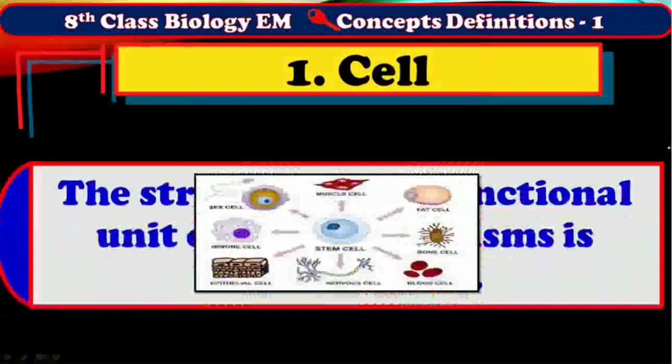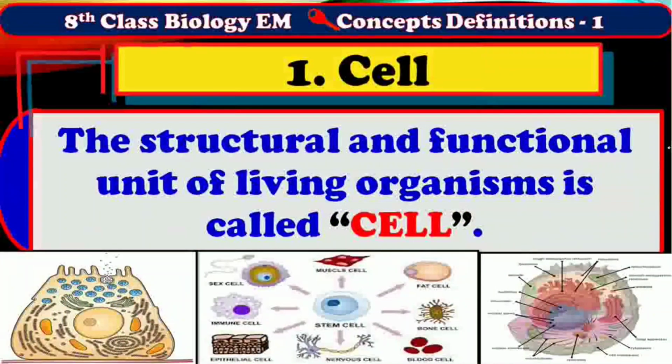Cell. The structural and functional unit of living organisms is called cell. The word cell is originated from the Latin word cellula, which means small room. A variety of cells present in living organisms. An English scientist, Robert Hooke, discovered the cell for the first time in the year 1665. The study of cell is called cytology, and Robert Hooke is considered as father of cytology.